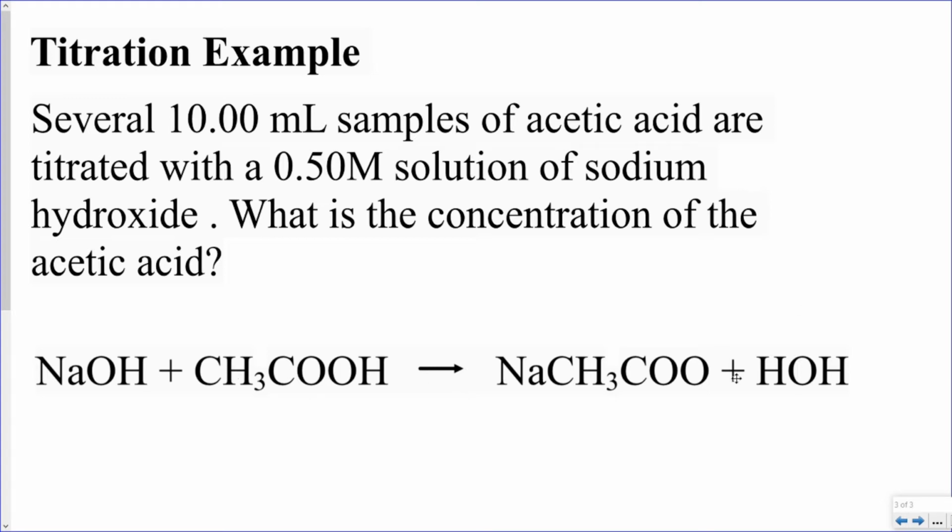Now I've given you the reaction here. Really I should probably have in that these would all be aqueous, so we should have their states as well. Remember, any acid is going to be aqueous. For this base, sodium hydroxide, you have to look that up, but this would be aqueous as well. This product's aqueous, and HOH, remember, is water, so that would be liquid.